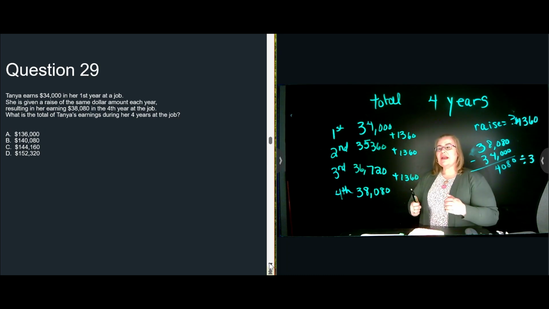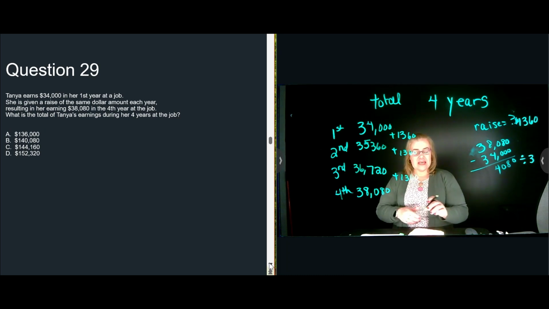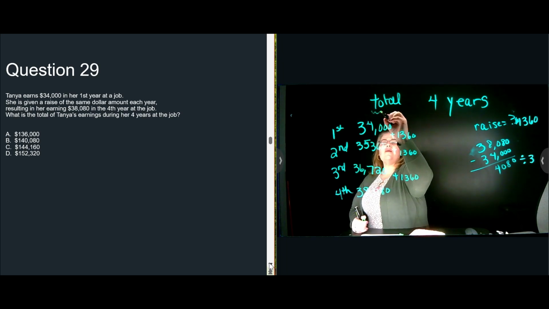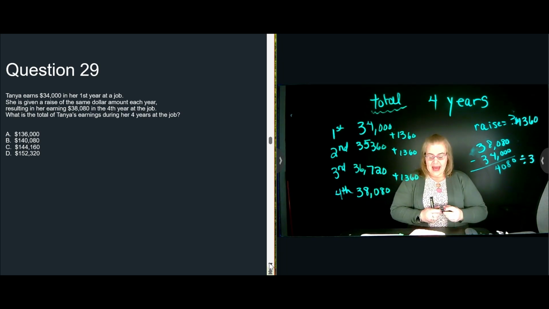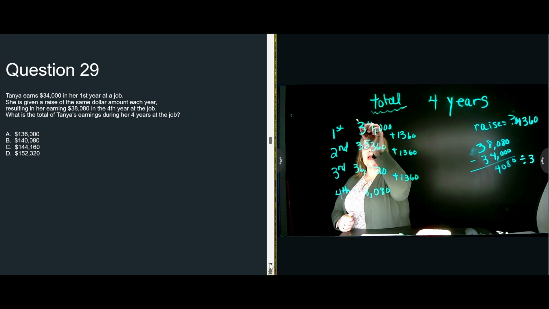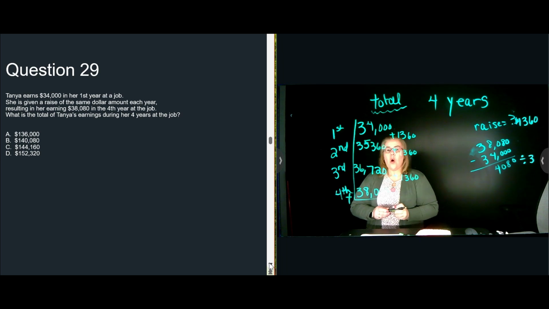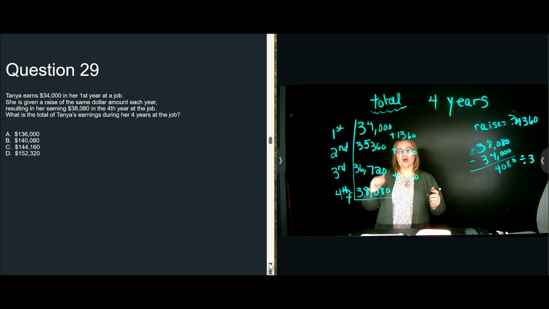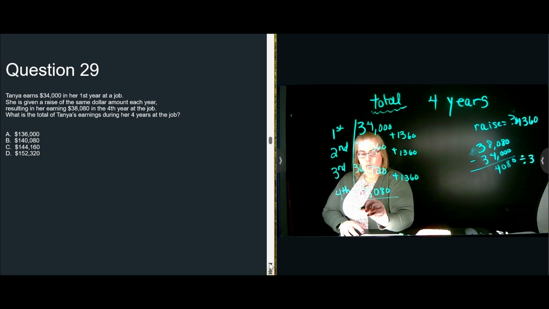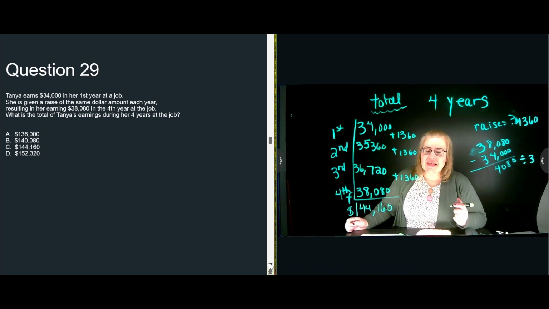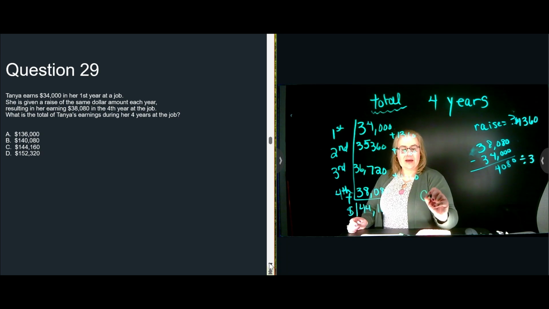So now that we know how much she made every single year, it tells me it wants the what? It wants the total. And that's really what you're looking for, is the total. So I'm going to take all 4 of these and I'm going to add them together. When I add each year's earnings, I'm going to get $144,160. And we see that is letter C.